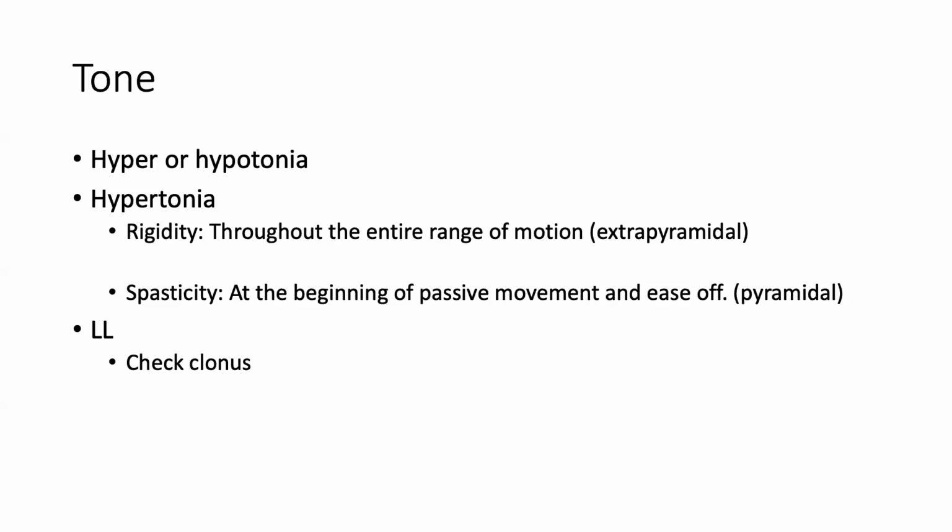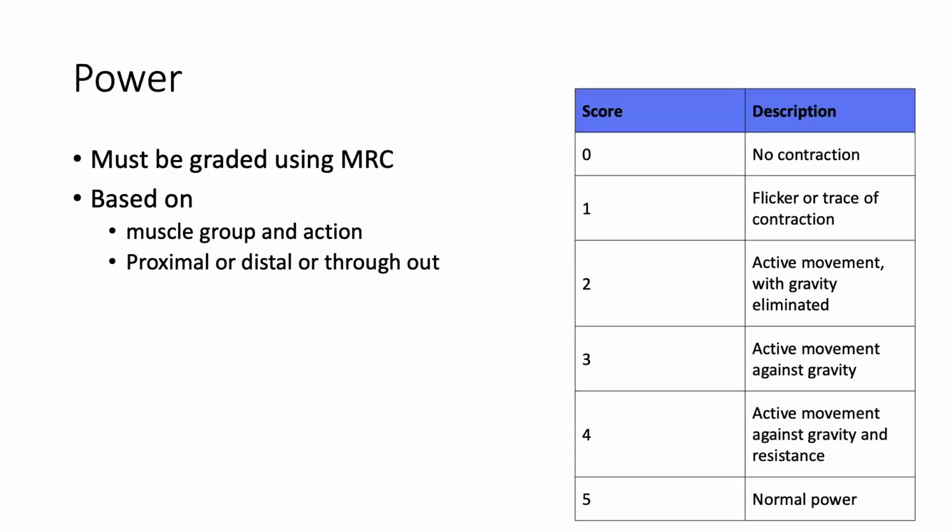Rigidity is like cogwheels. So wherever you go, the rigidity is going to be there. The hypertonia is going to stay throughout the range of motion. It doesn't change as the range of motion changes. So that's rigidity. For lower limb, you check for clonus, essentially.